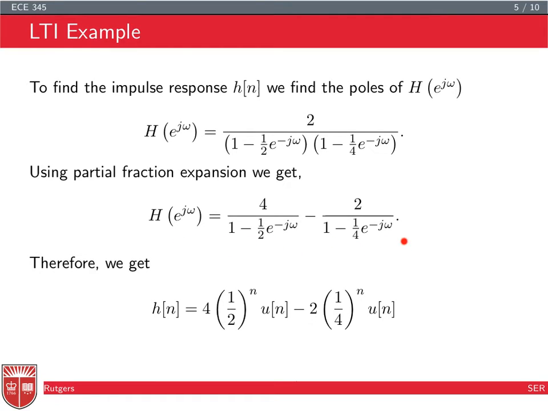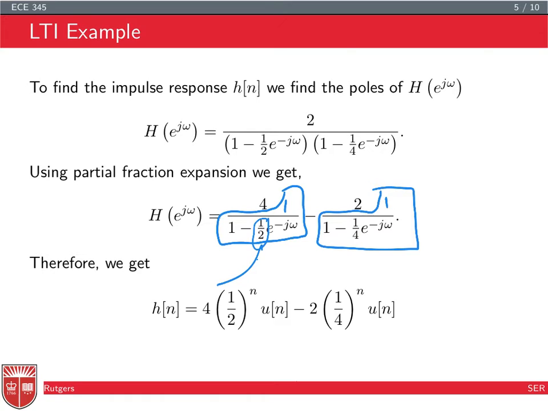And once I have it under this form, you can easily identify that these are geometric series, right? One with a factor of 1/2, and one with a factor of 1/4, and you have the constant 4 here and 2 here. And this is how you basically recover your signal, which is here the impulse response of the LTI filter.